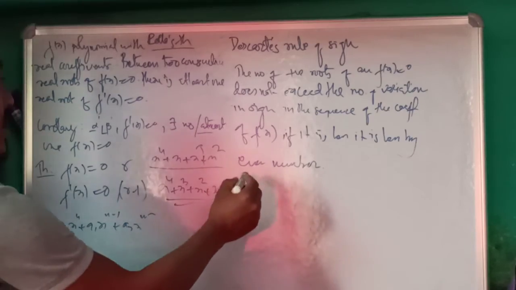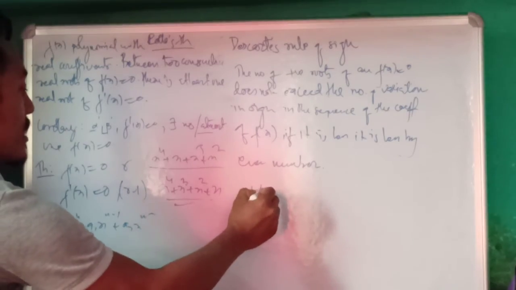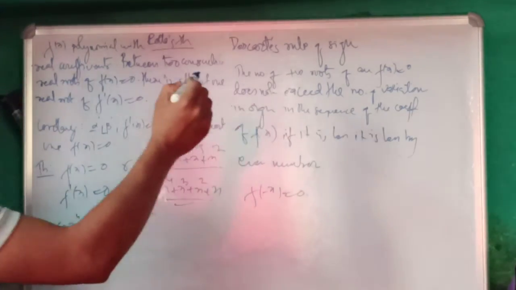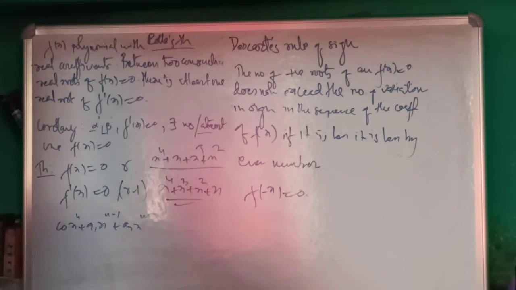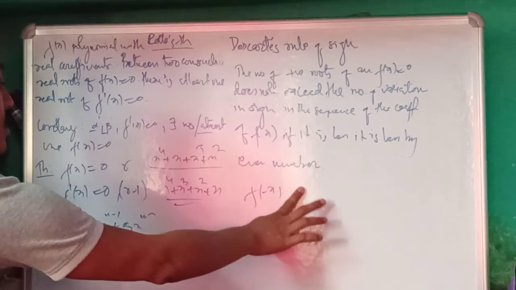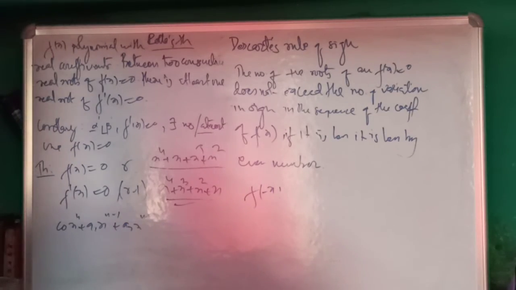Similarly, for negative roots, you have to check the number of variations in sign in the sequence of coefficients of f of minus x. Over here you will get the number of negative roots, and in this case also, if it is less, it is less by an even number.